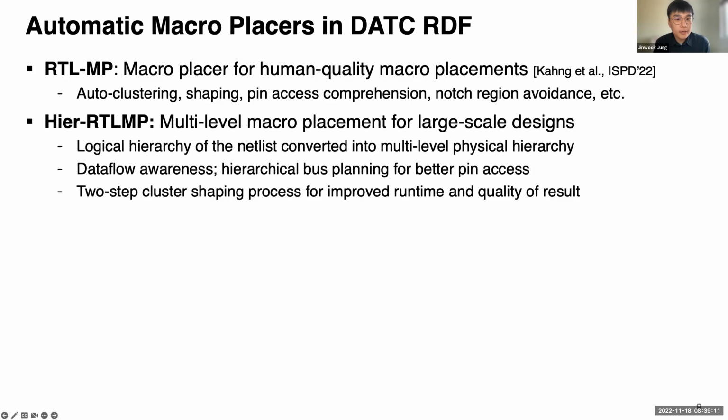We have also included a newer version of RTLMP in the RDF's inventory, named Hier-RTLMP. Again, it is an updated version of RTLMP, especially to support large scale designs having a large number of macros. On top of RTLMP, Hier-RTLMP leverages the logical hierarchy and data flow of the design and creates a multi-level physical hierarchy. Based on that, it uses a two-step cluster shaping process for improved runtime and quality of results.